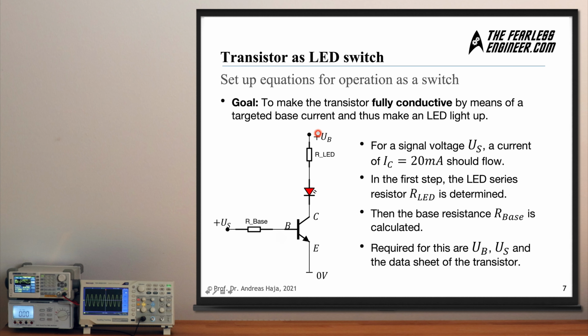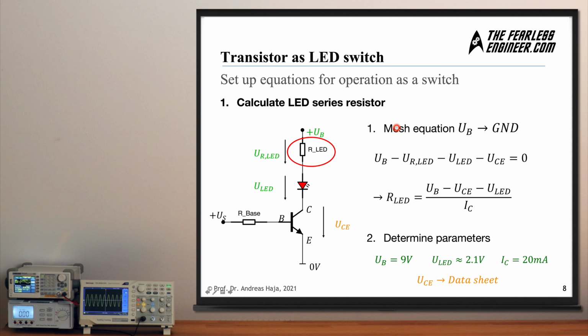This is the supply voltage of the circuit. This is the signal voltage which triggers the base. And also we require the data sheet of the transistor to look up a few values. Now let's start with setting up the mesh equation for the path from the supply voltage down to ground level.